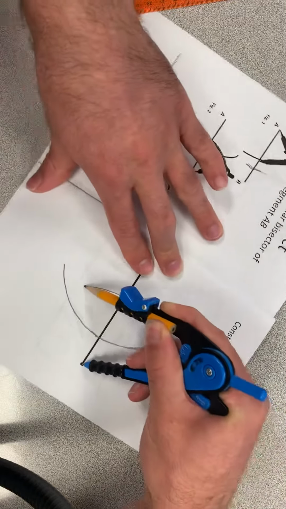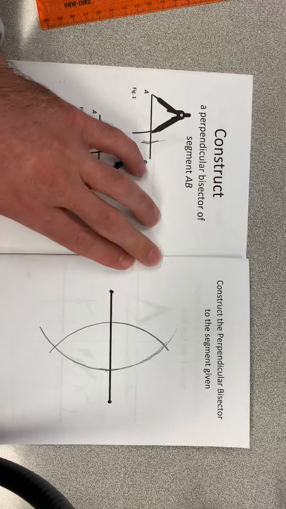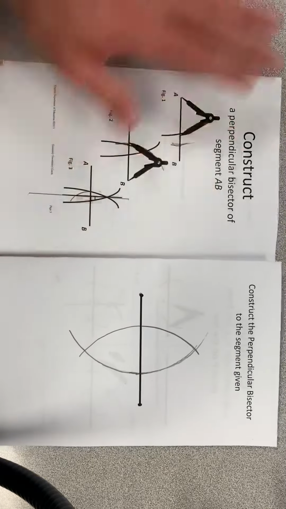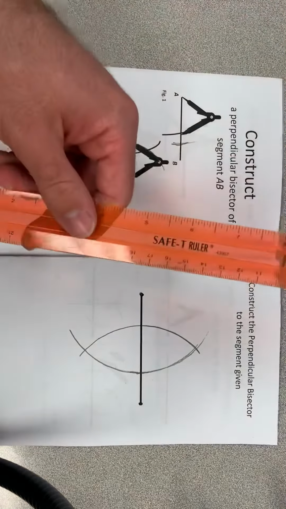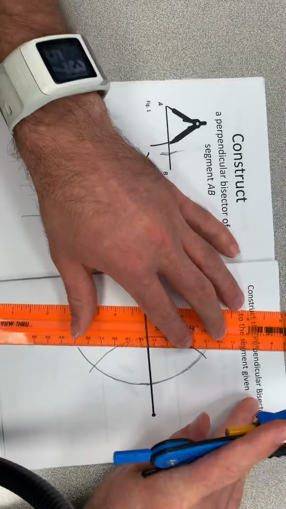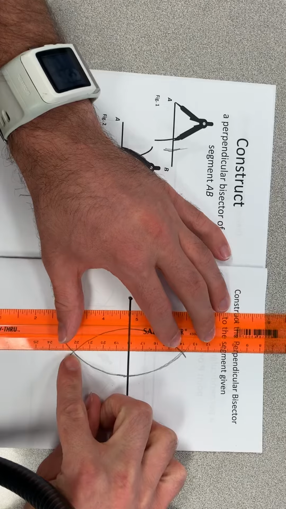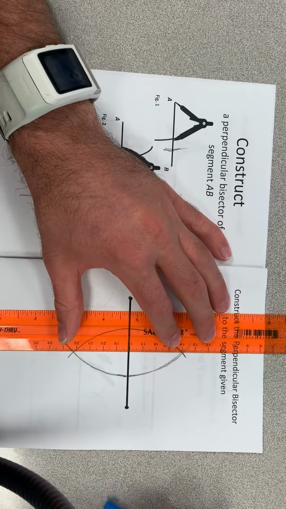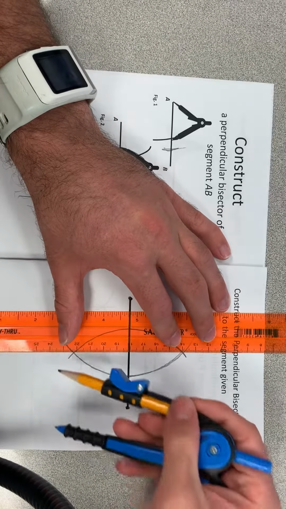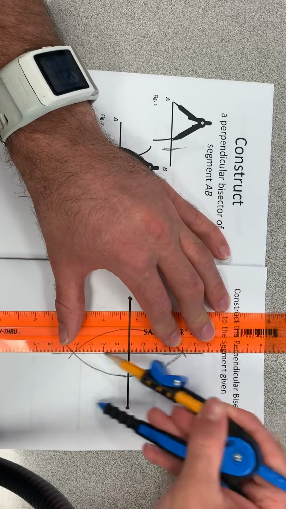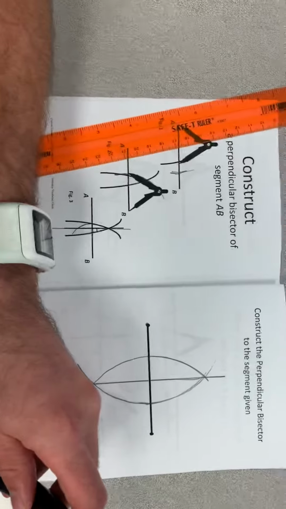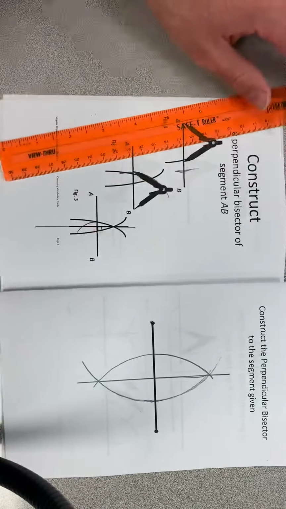Now you just need these lines to intersect, so as soon as they intersect, you are finished. Then you're going to take your ruler, and you're going to match up the top point here, and this bottom point down there. You're going to match up those points and then draw a line in between those points. And there you have it. You have constructed a perpendicular bisector to the given segment.